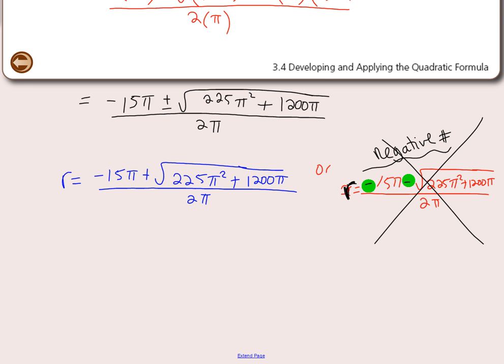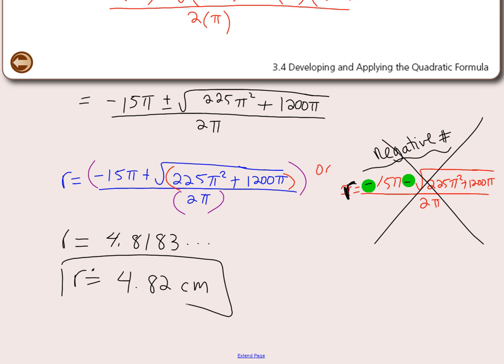We punch that into our calculators. Carefully, brackets there. If you're doing it in one step, bracket all numerators and denominators, or do it in a few steps. Punch it in, and I want you to actually punch this one in to make sure that you do get the right answer from here. You know how to use the calculator. 4.8183 dot dot dot. r is approximately 4.82 centimeters. Ooh, that was fun.